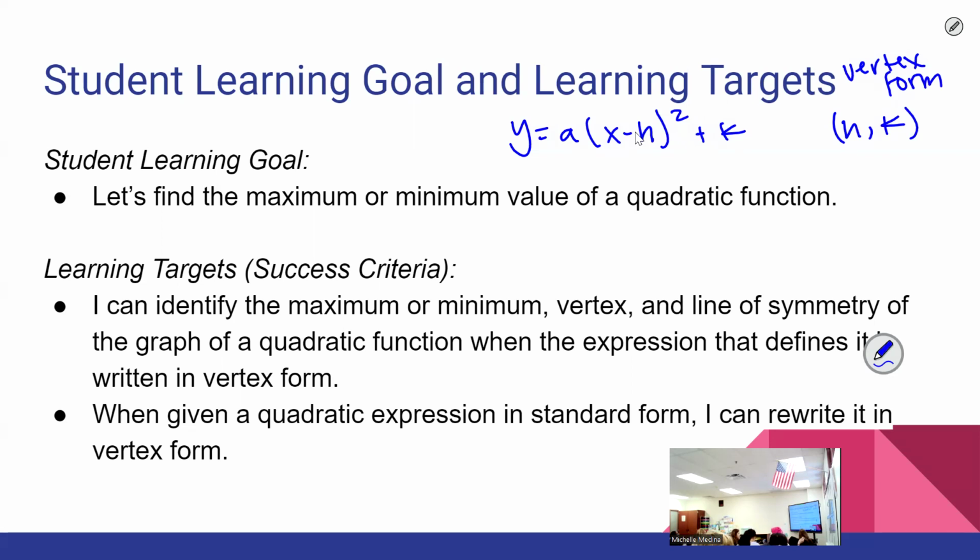The letters that get replaced with numbers are A, H, and K, where H and K are your vertex. This A is the same as what's in front of the X squared in standard form. And one of the things that we did today was make standard form into vertex form. That's like a bigger skill, I guess, than all the other things we did.